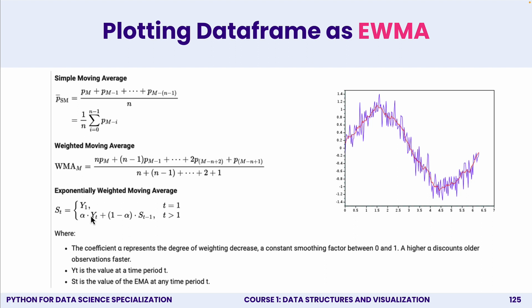So if you want to give more importance to the past, what should we do? We should decrease alpha. If I want to give more importance to the present or the current state, I will increase the value of alpha. So alpha is a hyperparameter that lets you choose the weight of the present and the weight of the past in your calculations. If you don't want any weight, you make alpha 0. This is what we call the degree of weighting decrease, which is a constant smoothing factor between 0 and 1.